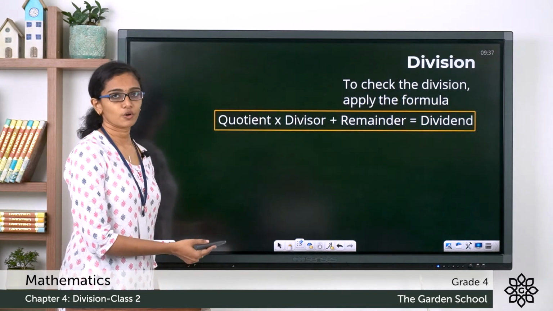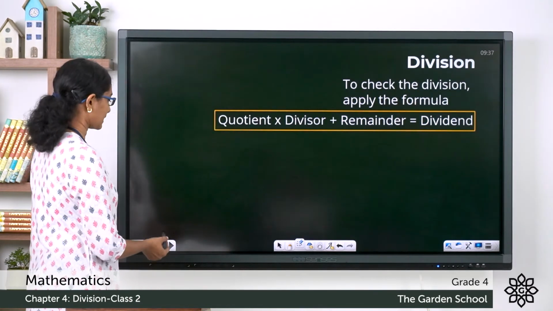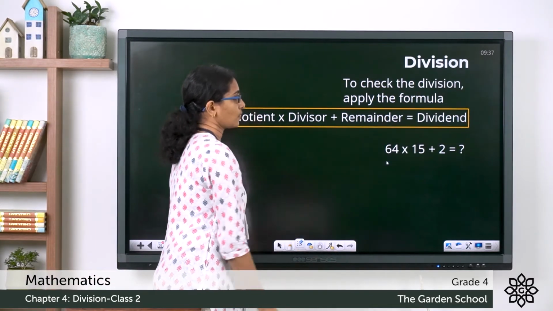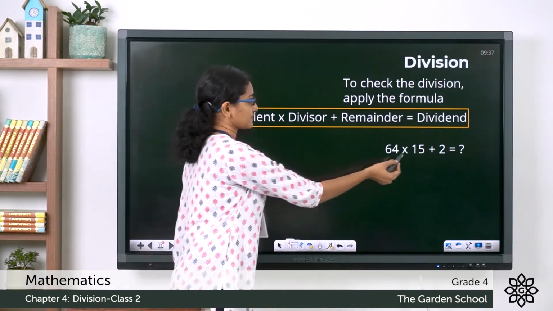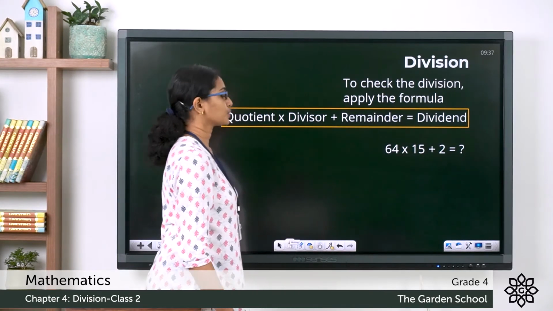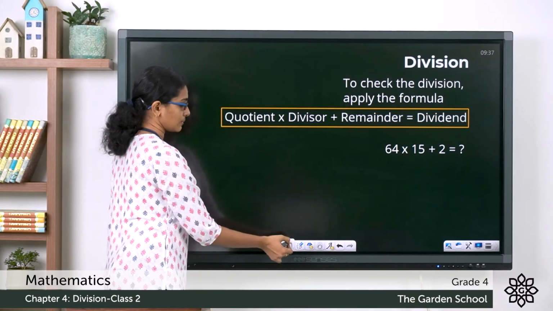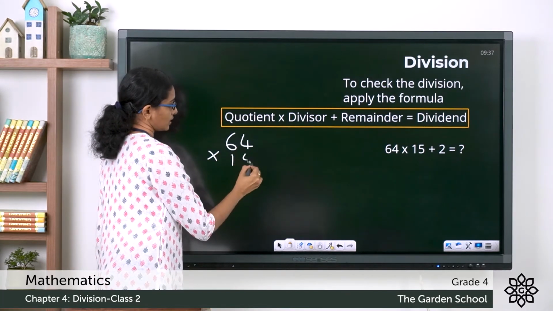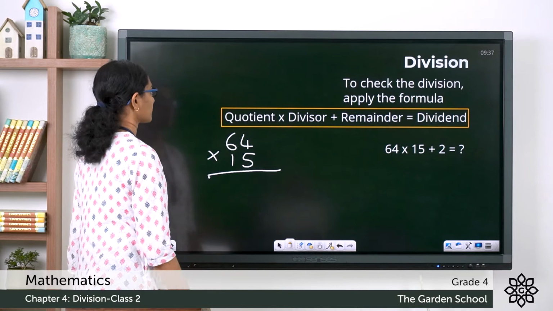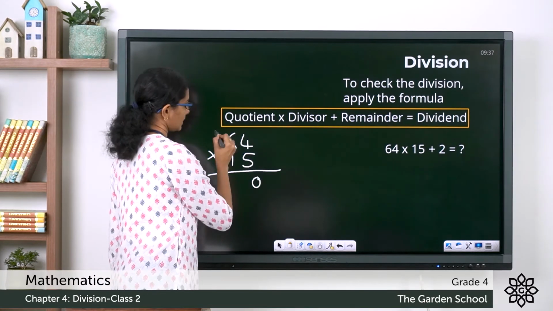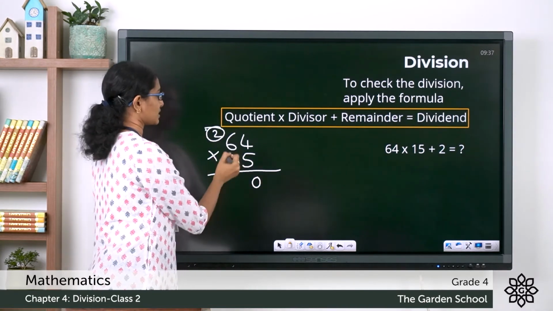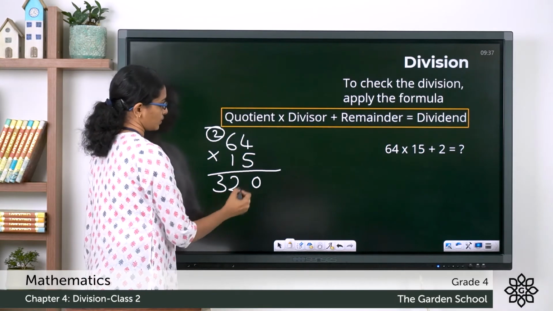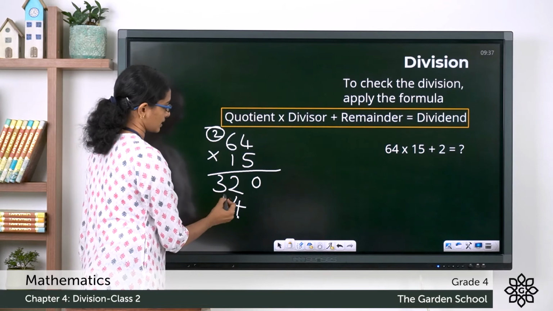So, let's apply this formula to check if the division was done correctly. So, what was the quotient here? The quotient is 64 and the divisor is 15 and the remainder is 2. So, let's first do the multiplication. 64 into 15. Now, 5 4s are 20. I carry over 2. 6 into 5 is 30 plus 2 is 32. 1 into 4 is 4. 1 into 6 equals to 6.